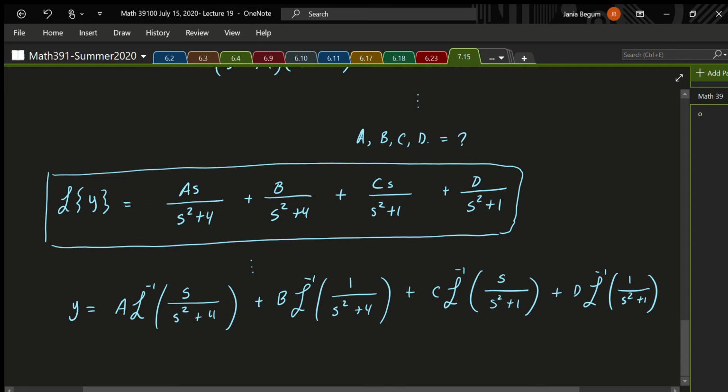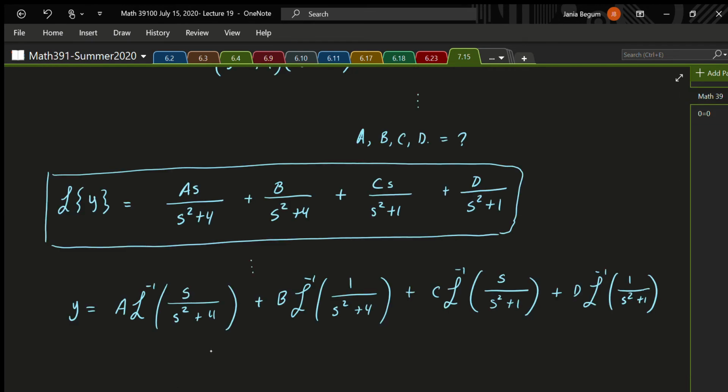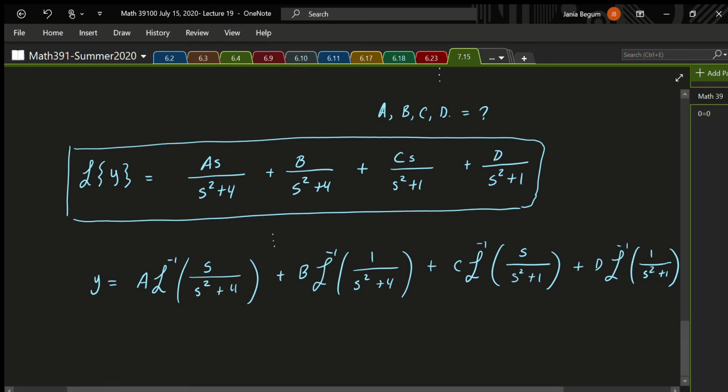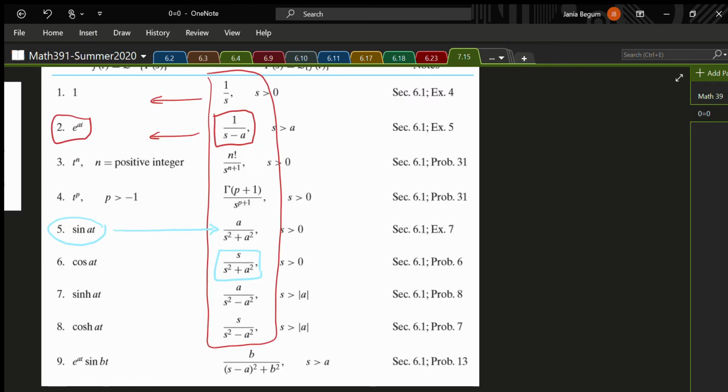For the first one, s over s squared plus 4, that looks like this one, right? 4 you can rewrite as 2 squared. So this one is a cosine: a times cosine of 2t, since a is 2. So that would be this function plus b. Now let's take a look at 1 over s squared plus 4. Can you match that with any of the functions on this table?